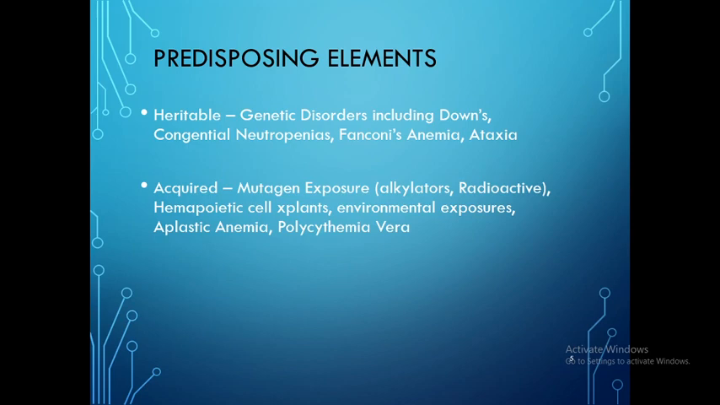Predisposing elements. What are the predisposing elements for hemopoietic system disorders? First, it could be heritable or genetic. Heritable means genetic disorders including Down syndrome, congenital neutropenias, Fanconi's anemia, ataxia. Acquired reasons are mutagen exposure, and that may be hemopoietic cell transplants, environmental exposures, aplastic anemia, polycythemia vera.